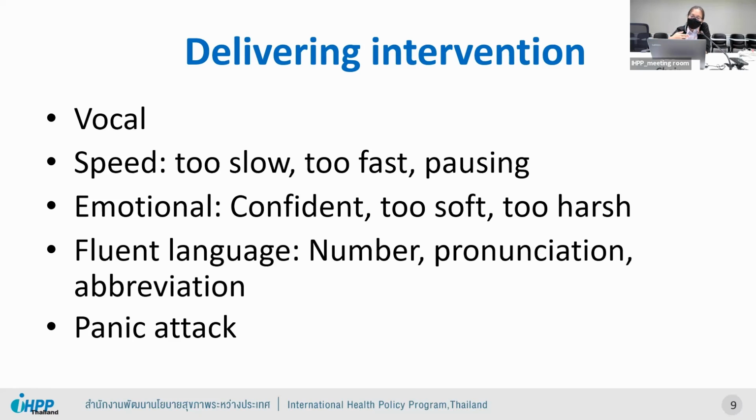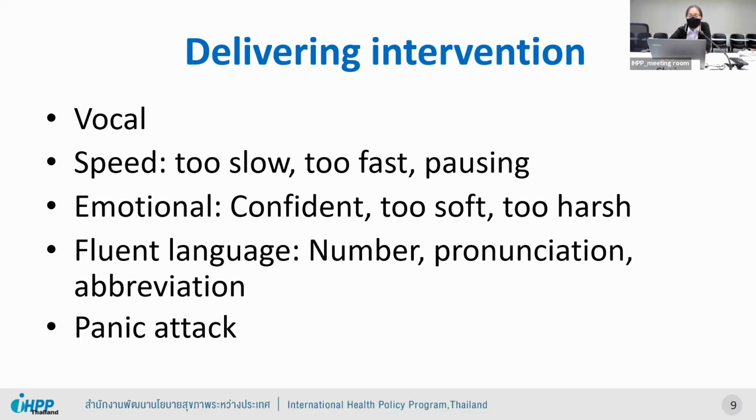And you have to be confident. The confidence can come through your tone and voice also. So not too soft and not too hard. And another thing that you have to practice is the language, especially numbers, pronunciation, and abbreviations.